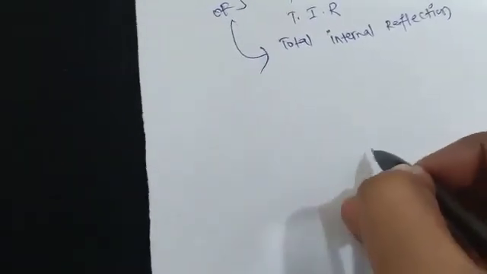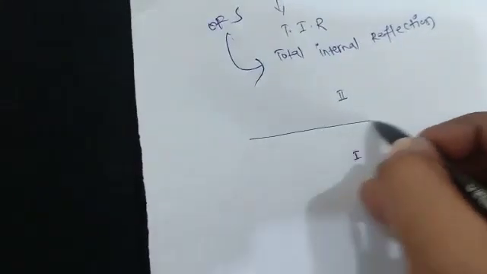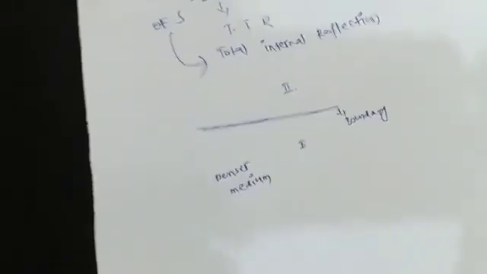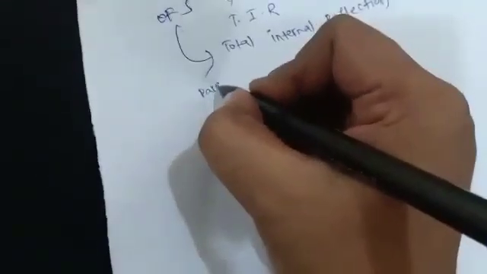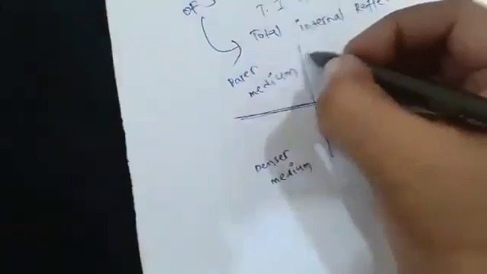First, this is medium 1 and this is medium 2. These two mediums are separated by a boundary. Medium 1 must be chosen as the denser medium, and medium 2 must be chosen as the rarer medium. This is the normal drawn to the boundary.